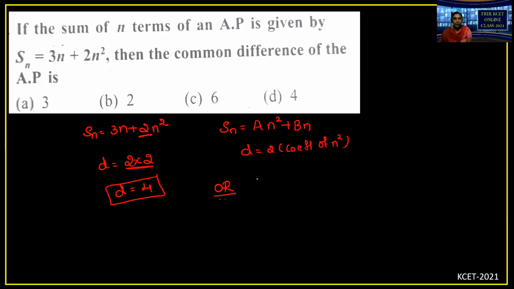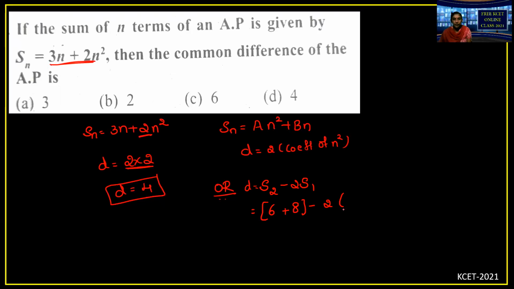So if Sn is given by 3n plus 2n square, then you can directly apply difference is equal to S2 minus 2S1. So S2 is given by 3 into n, replace n with 2: 3 2s are 6, plus 2 n square, replace with 2: 2 2s are 4, 4 2s are 8, minus 2 S1. S1 is, in place of n you replace 1.